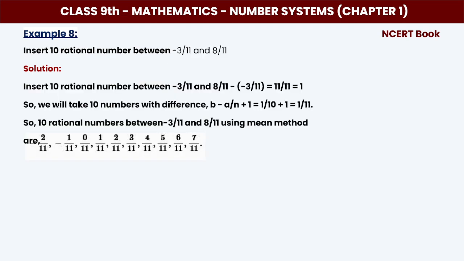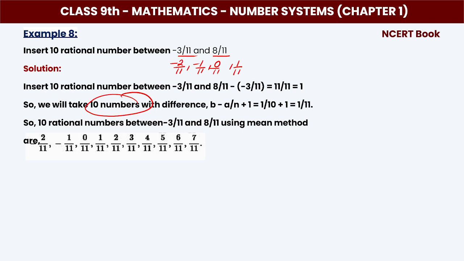Next, insert 10 rational number between this. So here, how to find out 10 rational number? It's minus 3 and 8. We have here minus 2 by 11, minus 1 by 11, 0 by 11, then 1 by 11, 2 by 11, 3 by 11, right? We'll take the 10 number with difference here, b minus a by n plus 1, right? You can do the same also if you want.